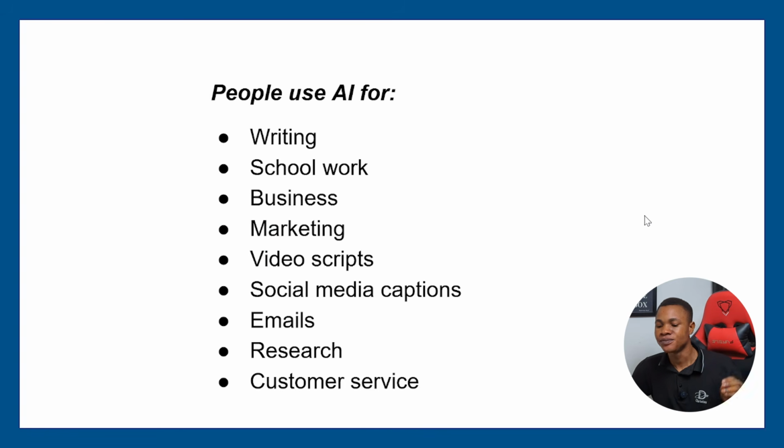Is that okay? Now, people use AI for writing, schoolwork, business, marketing, and video scripts. Those who do video content creation use it to write scripts. They use it for social media captions, email, research, and customer service. In fact, I'm going to prepare a course for you guys called AI automation, and that one is a mind-blowing course as well. So people use AI for different things.